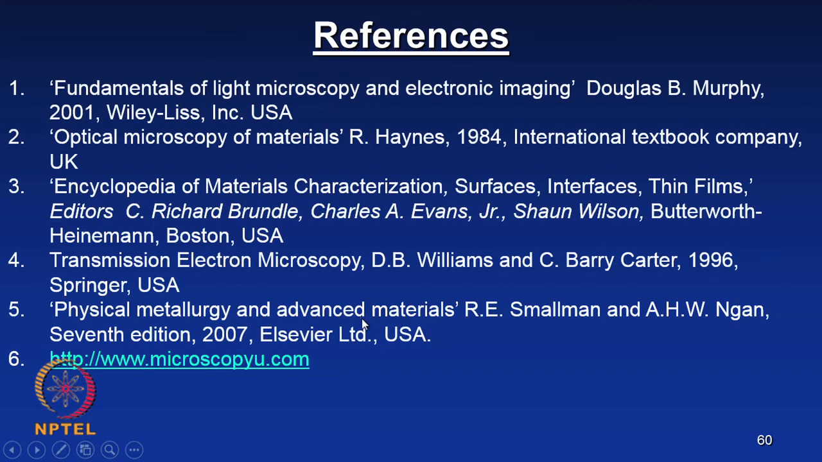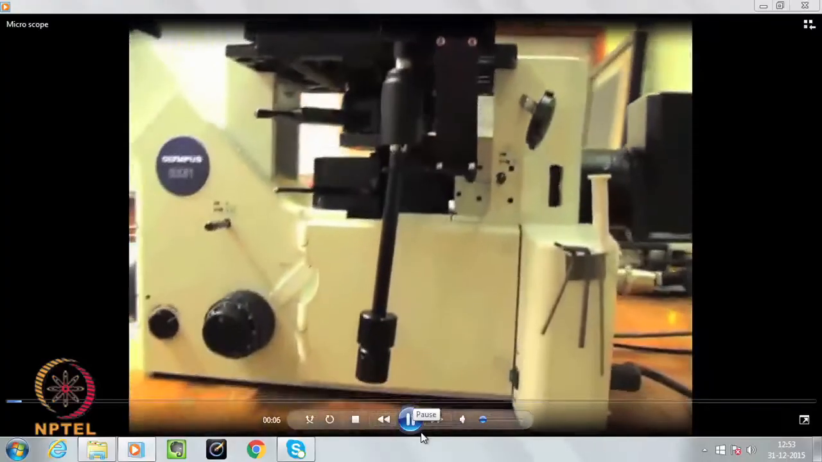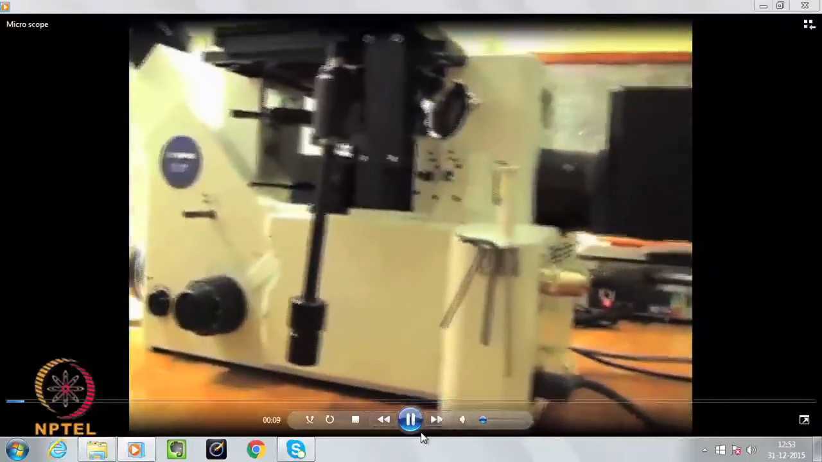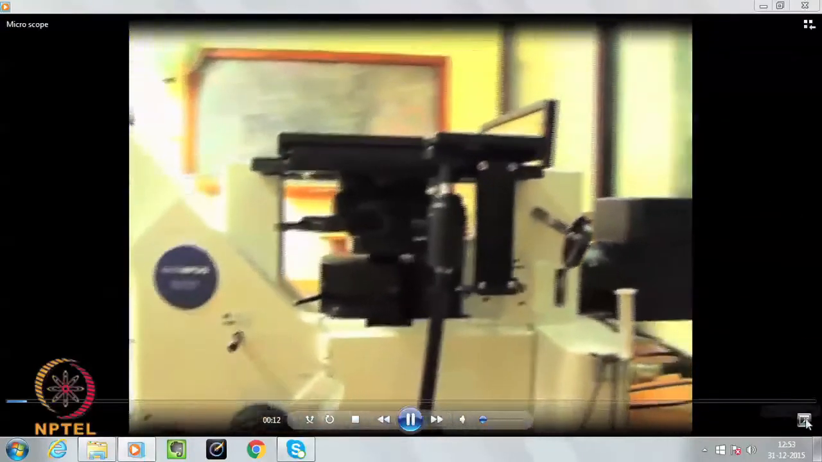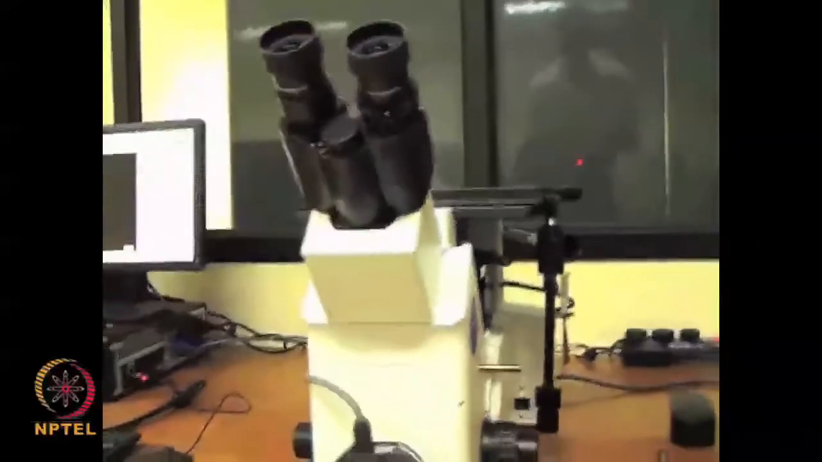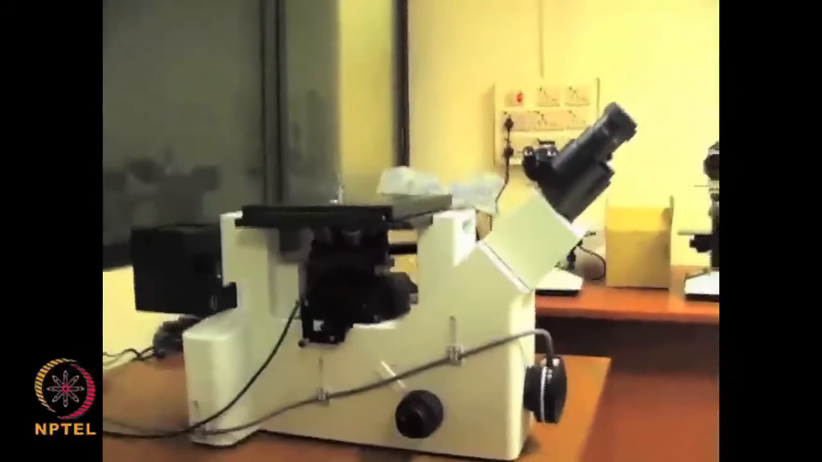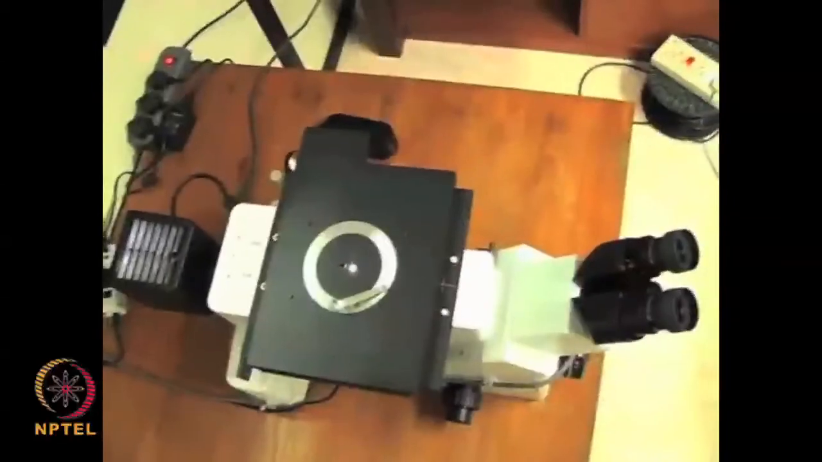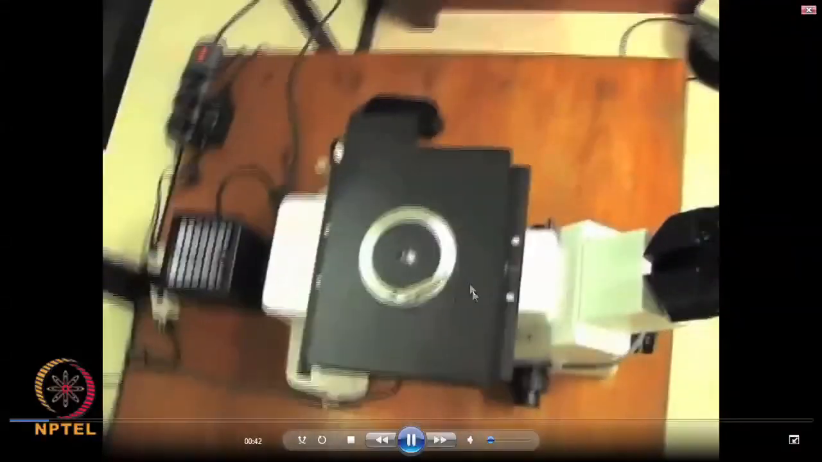So, now what I am going to do is introduce you to some of the microscopes. What is coming on the screen is a typical metallurgical microscope. There are two basic types of microscopes. One is the vertical type, another is the inverted type. What you are now seeing is an inverted optical microscope. I will show some of the main parts which we have talked about, like this is a specimen stage.